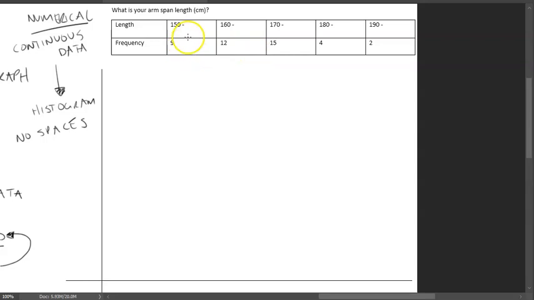we put 150 and then a dash. And then a lot of students will ask this question, well then how come we can't put 150 dash maybe 159.99? And well, yeah, this is a valid answer if the question that was provided said, what is your arm span to 2 decimal places?